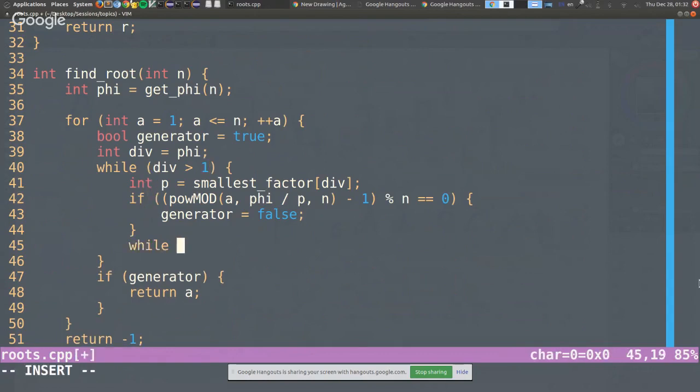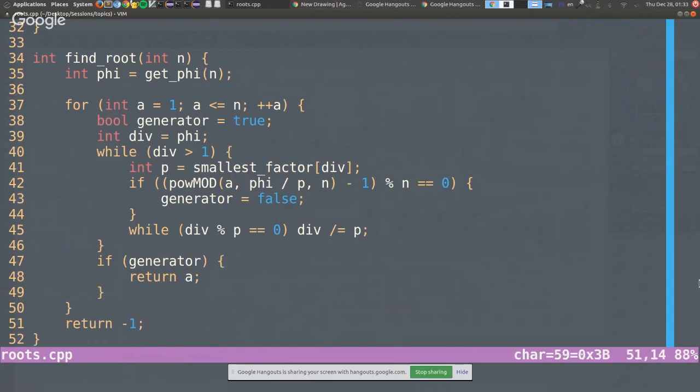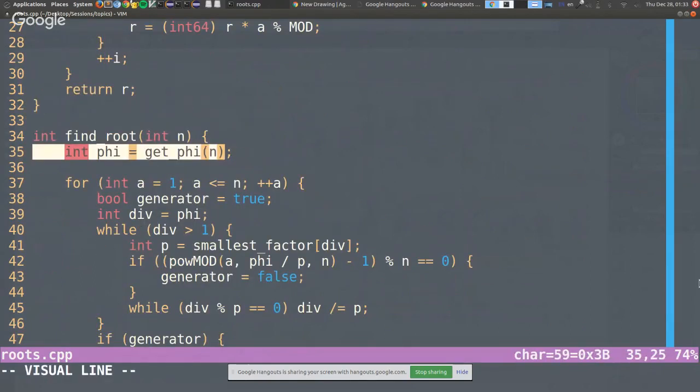Here we have to, so we can divide by p. Here we will make sure that we go through all the prime divisors. So if this flag remains true, it means that this number actually passed the test and it's a root, so we just return it. Otherwise, we say there is no number. So the only thing that remains is completing this try.